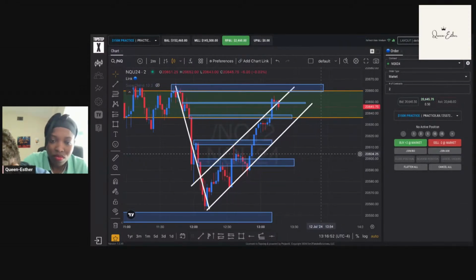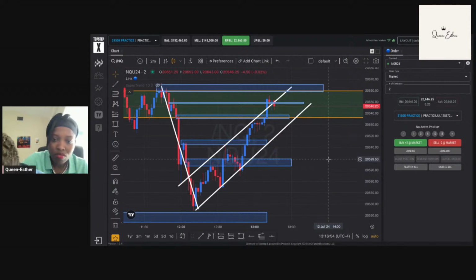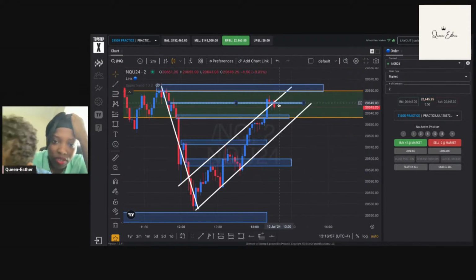Light blue, bright blue. So we're watching this candle.